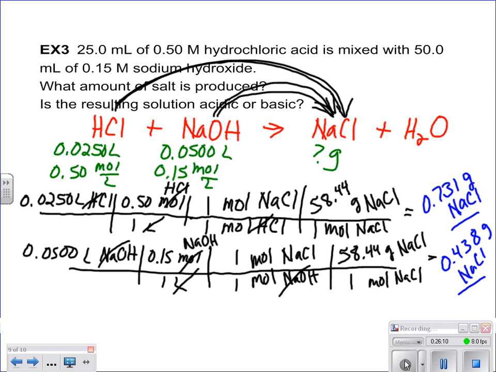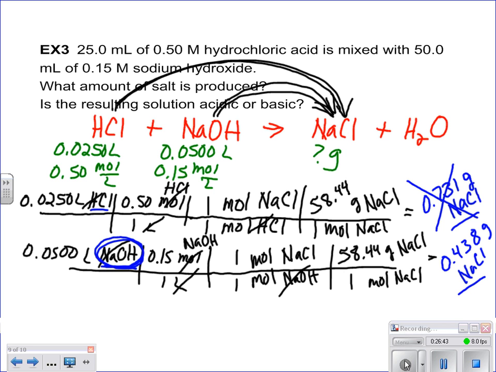So we got these two values. We got 0.7 and 0.4-ish of our sodium chloride. Which one of those is the correct answer? 0.4. This one's going to be correct because this is too much. It's not possible. According to how much hydrochloric acid we have, it says that we can produce a whole bunch of sodium chloride. But the truth is, we're going to run out of our sodium hydroxide before that can take place. So according to our sodium hydroxide, we can only produce 0.438 grams of sodium chloride. You always go with the smaller value if you choose to do it this way.